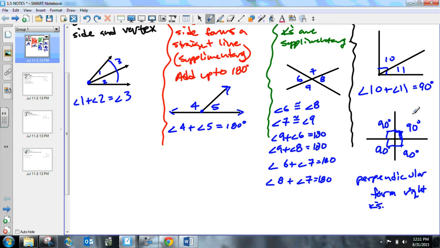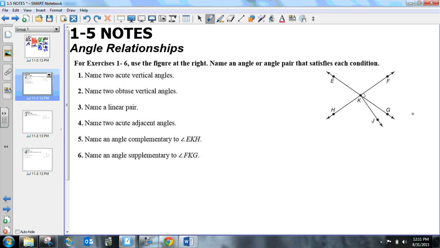Okay, so let's go ahead and take a look at some of these problems from the notes real quick. I just want to use this figure at the right to name an angle or a pair of angles that satisfies each condition. Sometimes there's more than one right answer for this, but I wanted to make sure that we were able to talk about it. So what I want to do is name two acute vertical angles. So I see I have an acute angle here. An acute angle is less than 90 degrees, but I don't have another line coming out here. I do see that these two lines are the only lines that intersect.